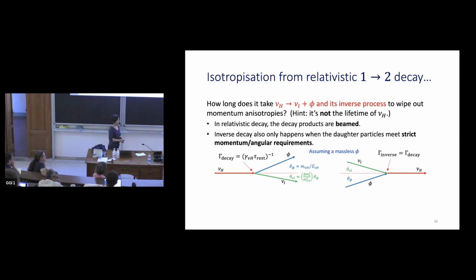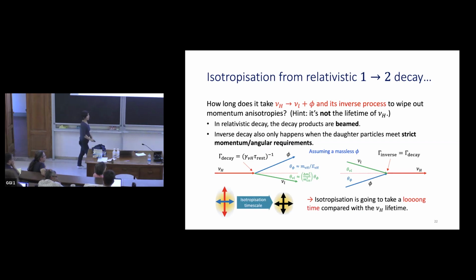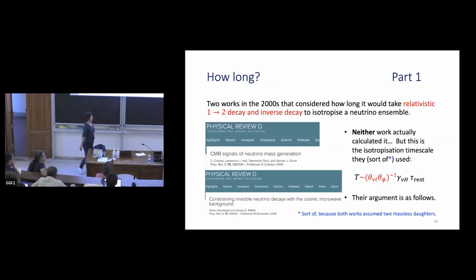So what this means altogether is that if you want to use decay and inverse decay to bring a neutrino ensemble from this state of anisotropy to a completely isotropic system, it's going to take a very long time because it's just so inefficient at transferring momentum. So the question is, how long?